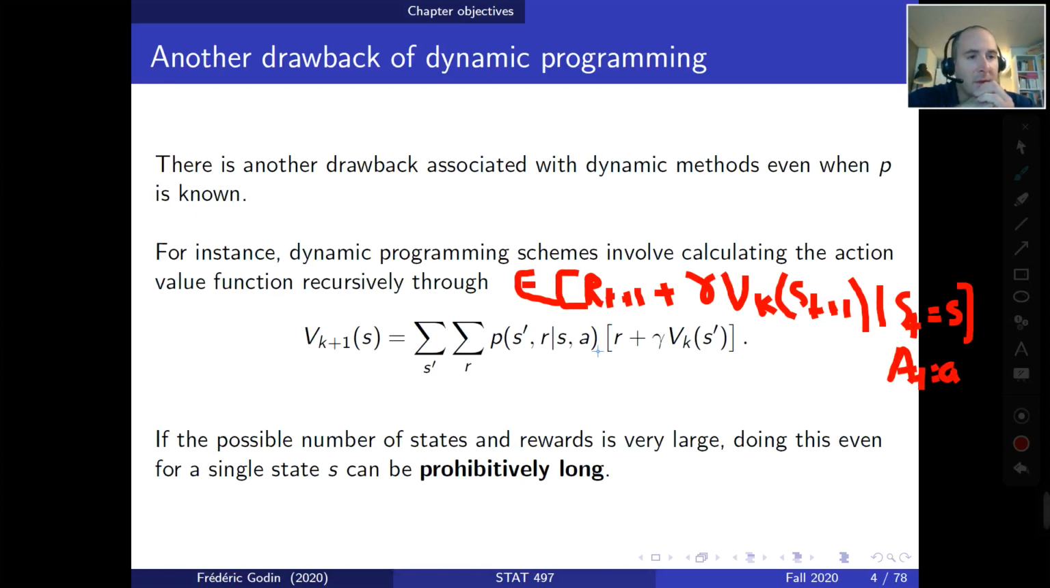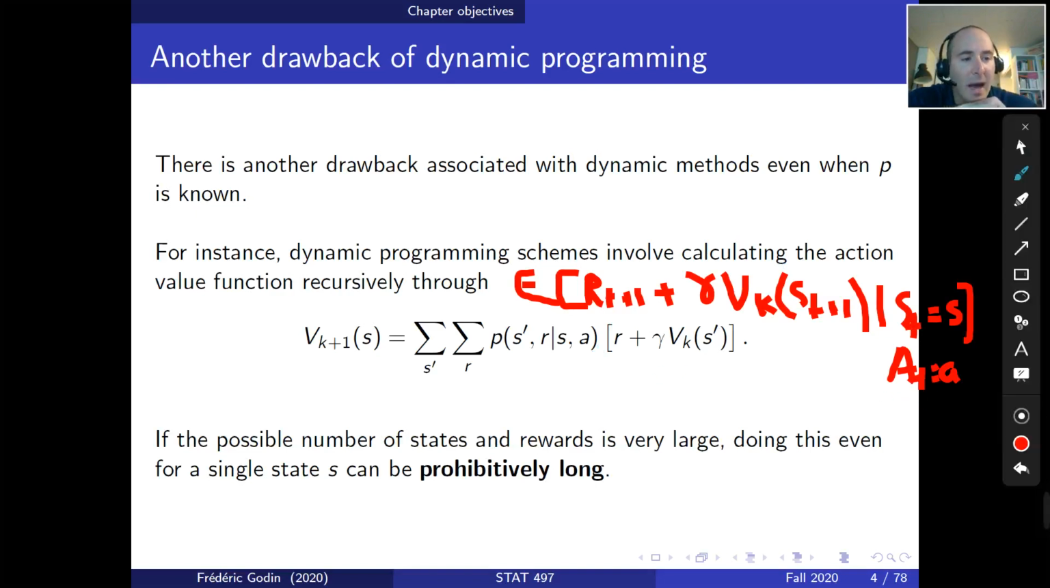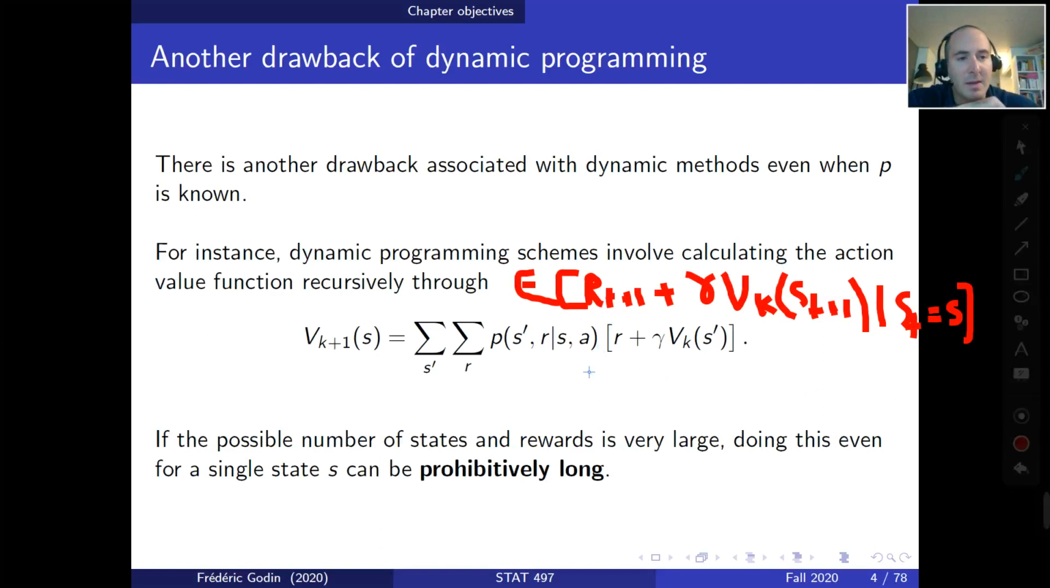Here it's implicit that we take action A because in the last chapter we said we consider deterministic policies. So in a given state, there's a single possible action. So this condition where A_t is equal to A was implicit if you consider deterministic policies. Okay, so this was the policy evaluation scheme. We had to refine the value function.